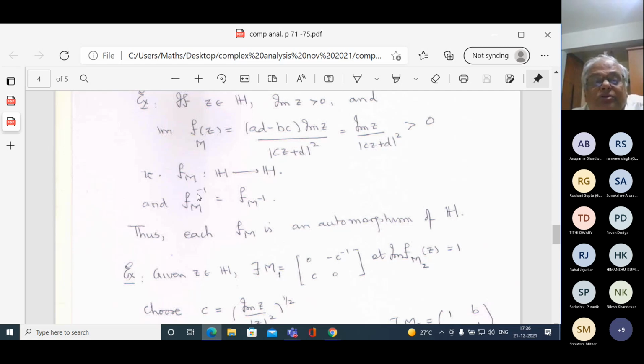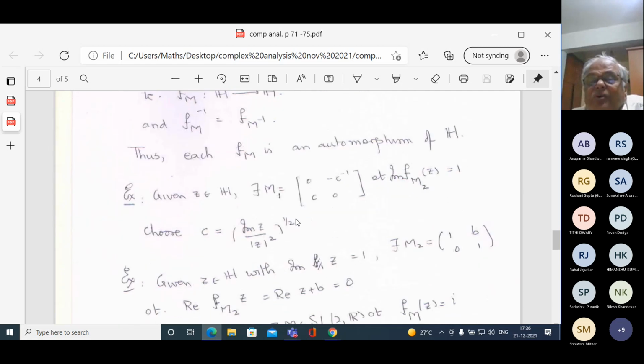Okay, and you also know that the inverse of F_M is F of M inverse. And therefore this is an automorphism of H. Thus, for each M, where the entries are all real, F_M is an automorphism of H. Given a z in H, I can find an M.